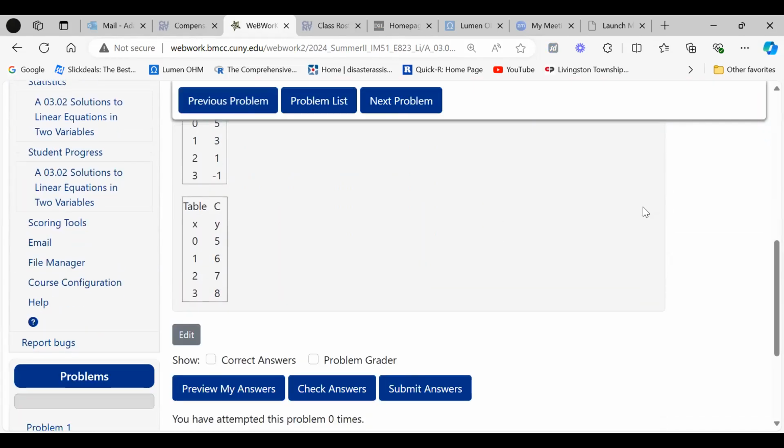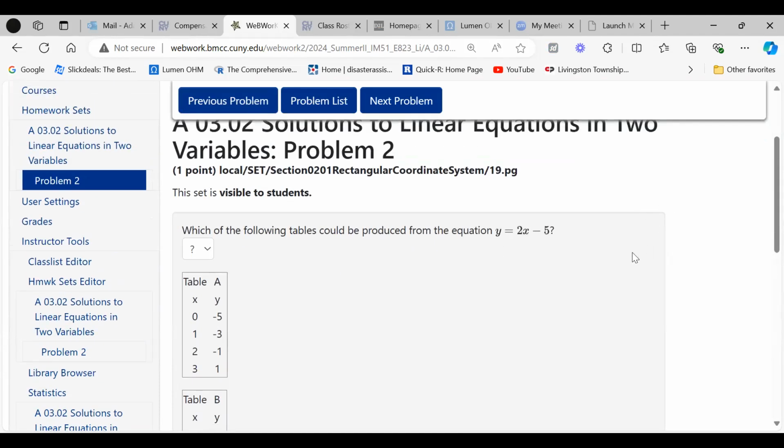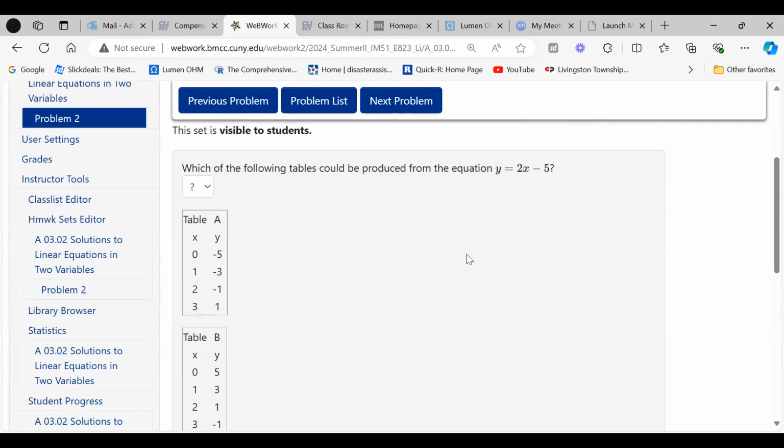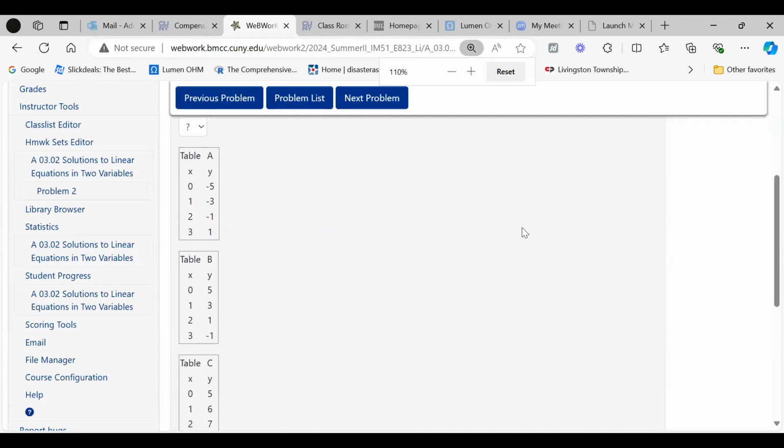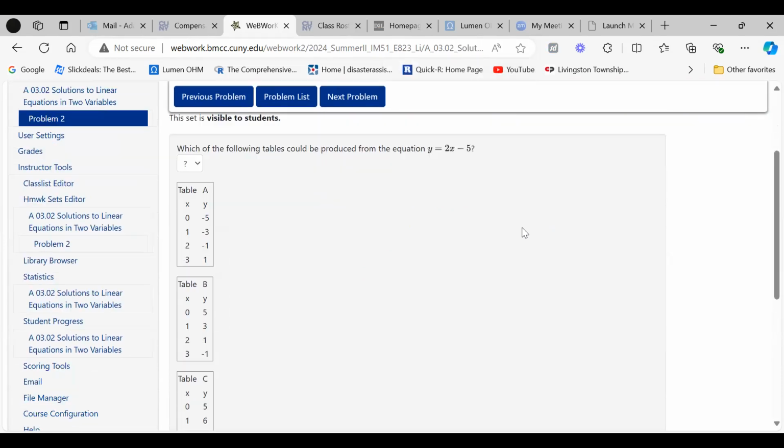Okay. So this one is basically they are given this equation here. They want you to figure out which table is the correct table for this equation. I'm going to make it a little bit smaller. y equal 2x minus 5. Which one is a good ordered pair? I'll let you try this really quickly. Try yourself first.